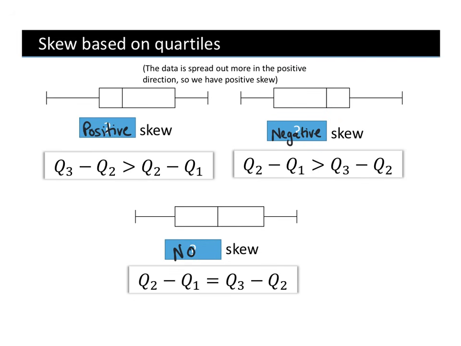Now also, another way to work this out, if you're not sure, is if you did quartile 3 minus quartile 2, if this is bigger than quartile 2 minus quartile 1, then you know it's positive. So if this is bigger, okay, we know this is positive. But on this side, if this section is bigger than this, we know it's negative. If these 2 sections are the same, we know there is no skew.